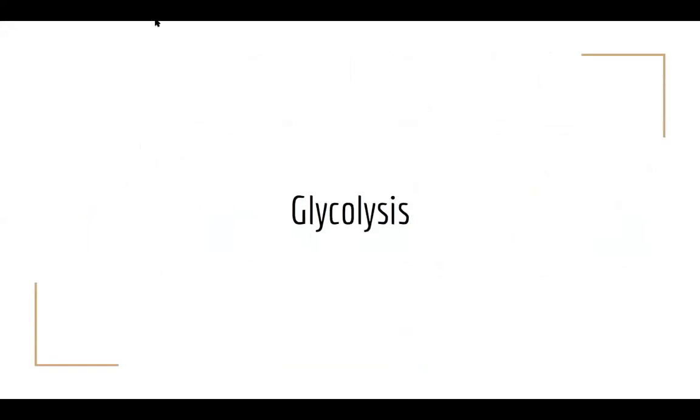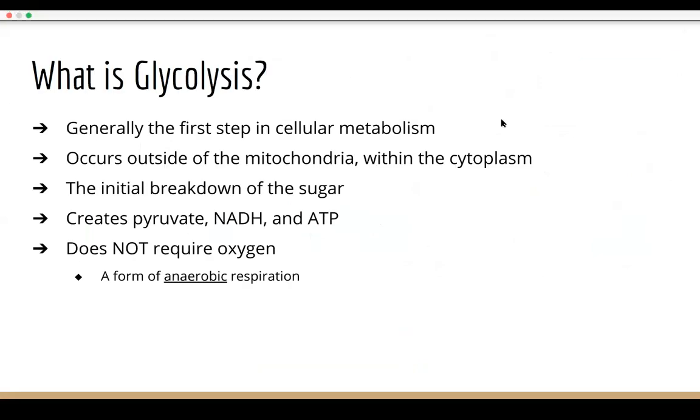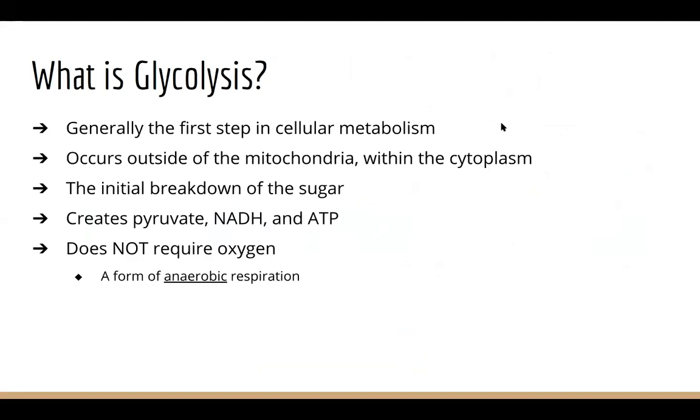The first part of cellular respiration is glycolysis. Glycolysis is generally the first step, and it occurs outside of the mitochondria, within the cytoplasm. I say generally the first step because sometimes it's the only step. You can imagine that a cell that doesn't have mitochondria, say a prokaryote, can still carry out glycolysis. It is the initial breakdown of the sugar, and it creates pyruvate, NADH, and ATP.